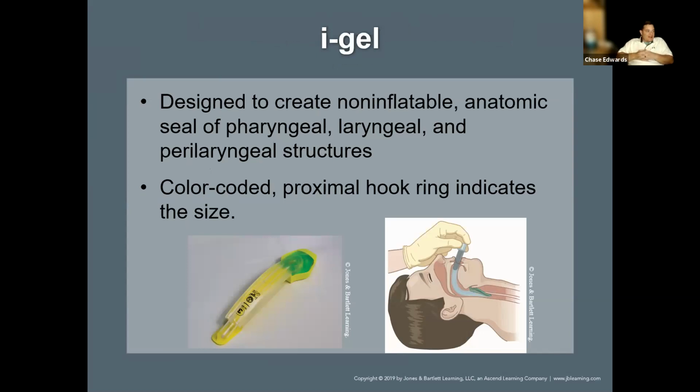There it is. Look at that. There's the i-gel. Great little device there. The i-gel supraglottic airway is inserted in a manner kind of like the LMA. It's designed to create a non-inflatable anatomic seal of the pharyngeal, laryngeal, and perilaryngeal structures. It's a common rescue airway device. We don't see them a lot around here. Very rarely do you see them anywhere around here. I don't think I've seen any down here at all, actually. It features an integral bite block because it's very thick.